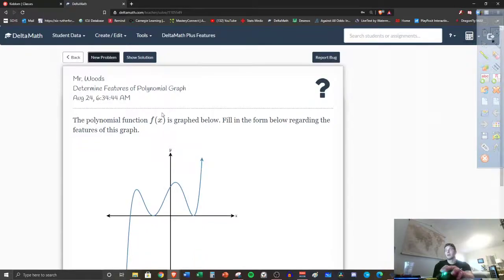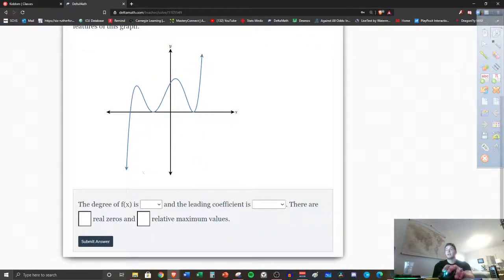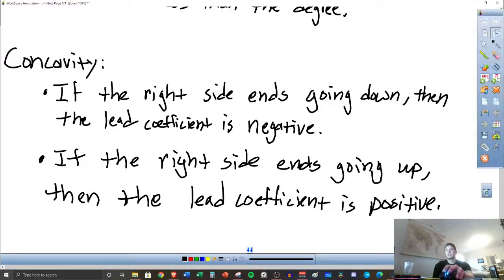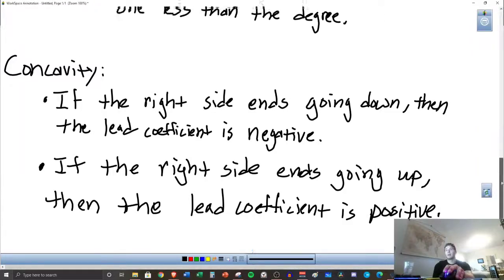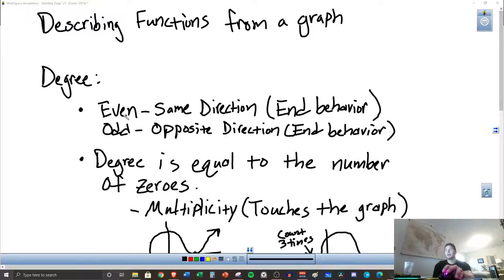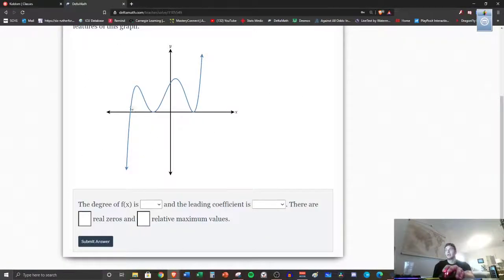Let's try one more. So here we go. Look how they're going opposite directions. So that's something that we wrote up here. We're talking about the degree. It's even if they go the same direction, odd if they go opposite directions. So on here they're going opposite directions, so it's odd. Leading coefficient, we're looking on to the right. You'll see that it's going up. So that is going to be positive.